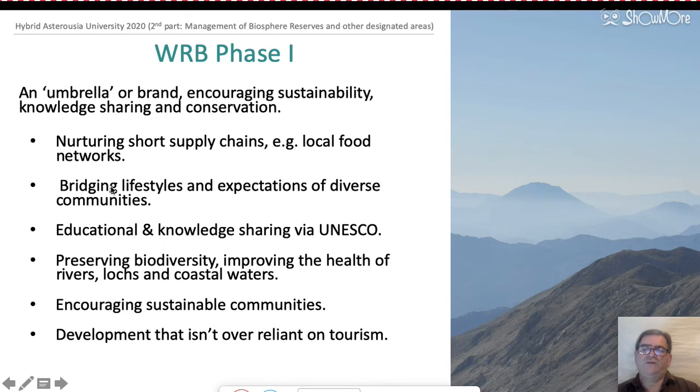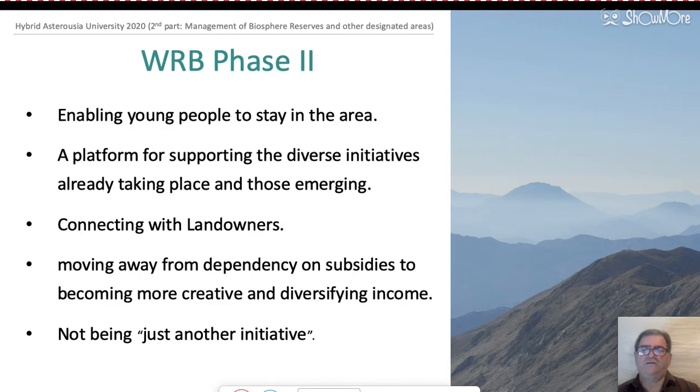We wanted to bridge lifestyles, expectations and diverse communities so that culture remained active. We wanted to build bridges to educational knowledge and sharing amongst the wider network of UNESCO biosphere reserves and preserve the biodiversity and improve the local waters. The aim of all of this was to build and encourage sustainable communities and not to have an over-reliance on tourism as a form of development, but much more diverse than that.